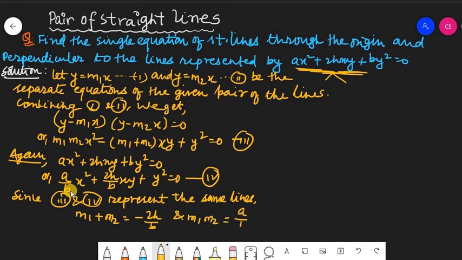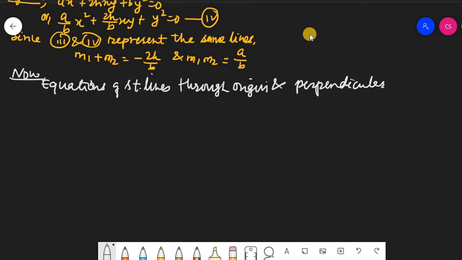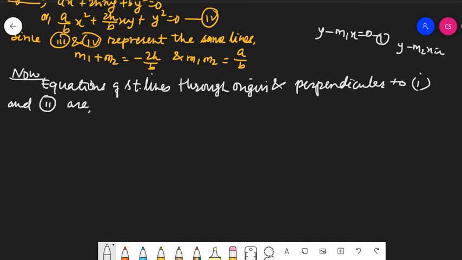and m1 m2 = a/b. Now the equations of straight lines through the origin and perpendicular to equations 1 and 2 are, remember, equation 1 is y − m1x = 0 and equation 2 is y − m2x = 0. Now in the perpendicular case, what should be done, I think you know: you interchange the coefficients of x and y, and whatever sign is there between x and y, just the opposite of that sign you need to write.